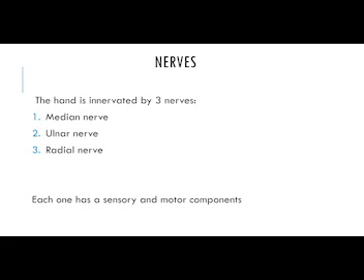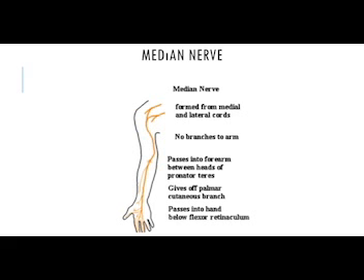Then we go to nerves. The hand is innervated by 3 nerves. It's the median nerve, ulnar nerve, and the radial nerve. Each one has sensory and motor components. First, I'm going to start with the median nerve. Sensory digital branches provide sensation to the thumb, index, middle, and part of the ring finger, and it also has no branches to the arm.